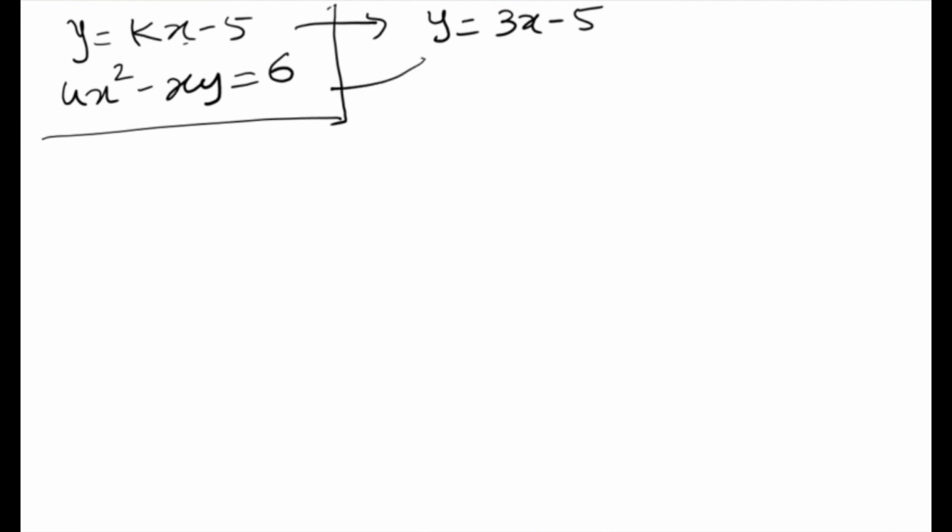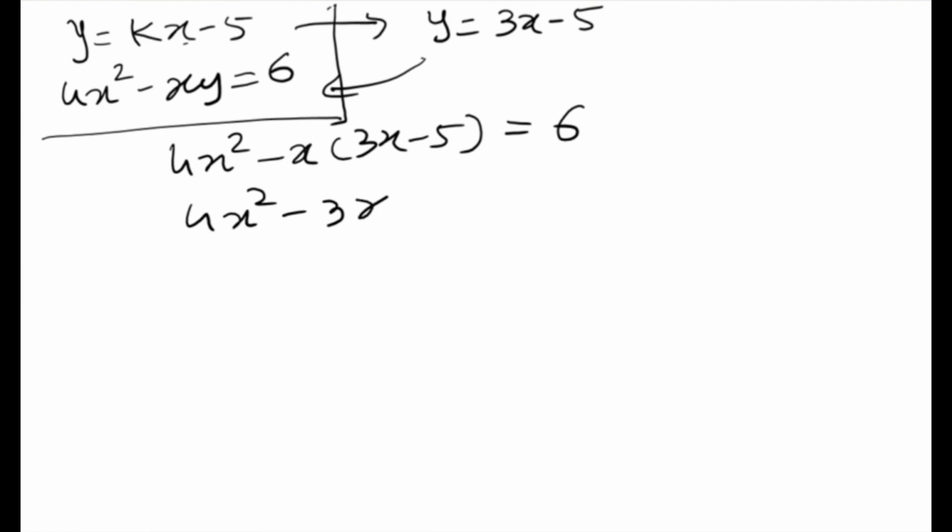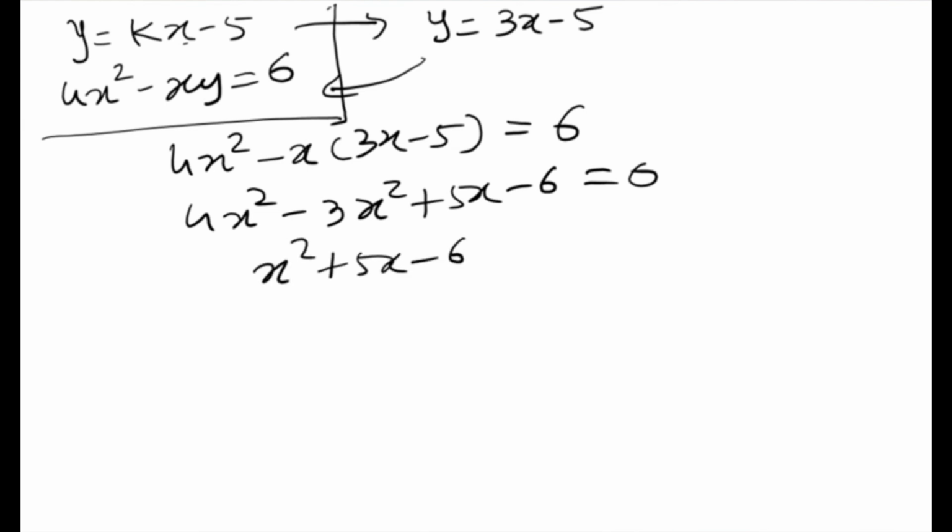Now this linear equation I will substitute here in this equation. So 4x squared minus x into 3x minus 5 is equal to 6. So expand the bracket: minus 3x squared plus 5x minus 6 is equal to 0. 4x squared minus 3x squared is x squared, plus 5x minus 6 is equal to 0. Factorization: x plus 6, x minus 1 equal to 0.